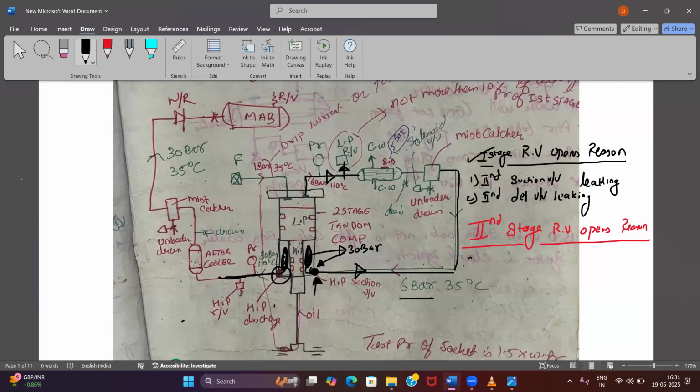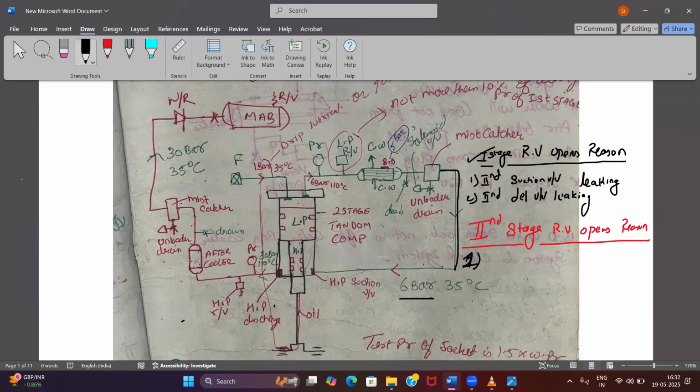Now tell me, for the second stage relief valve, sir, can we also say, for the first stage, that the second stage delivery valve is not opening? Yes, second stage delivery valve is not opening. You can say it. What is the reason behind the second stage delivery valve not opening?